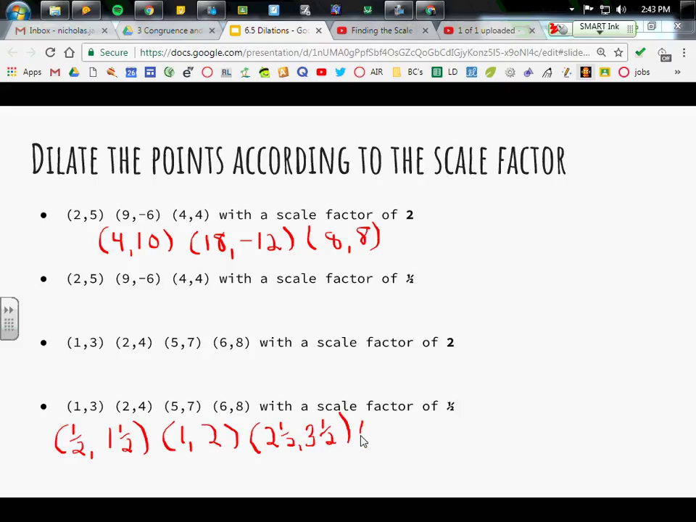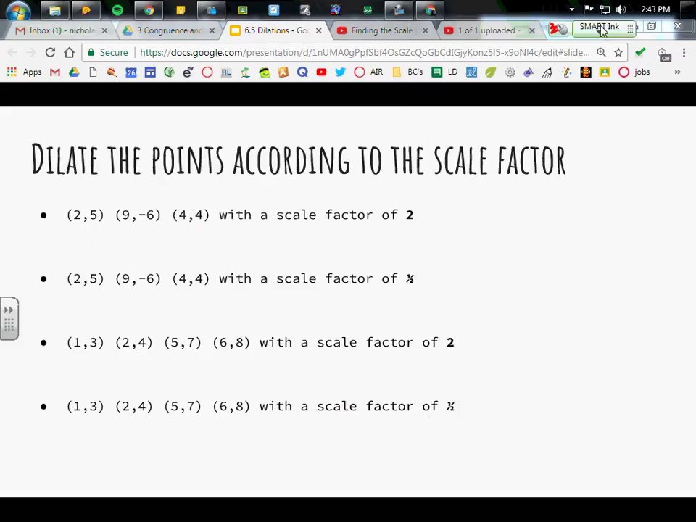And 6 and 8 will become 3 and 4. Now, if you're a little squeamish about multiplying by a fraction, if you haven't figured it out yet, multiplying anything by a half is the same as dividing it by 2. So whenever you are using the scale factor of a half, you're actually dividing your original values by 2. That should make it a little bit less scary.